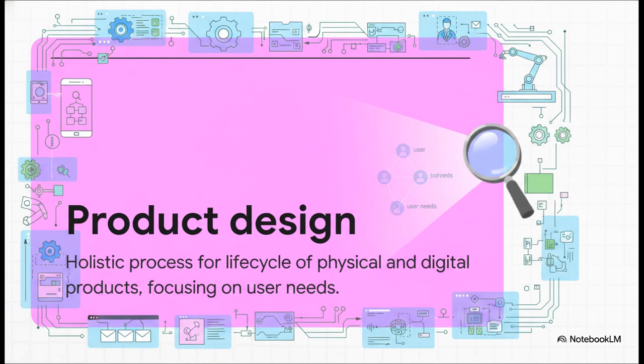Product design, on the other hand, is a much more holistic process. It encompasses the entire life cycle of both physical and digital products. It takes a way wider view. Now, it absolutely can involve physical goods, but as tech has advanced, it has heavily expanded to include digital apps, software, and complete user experiences.